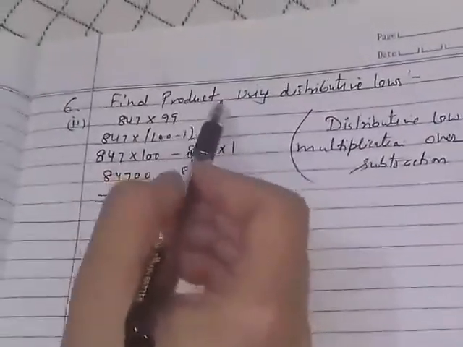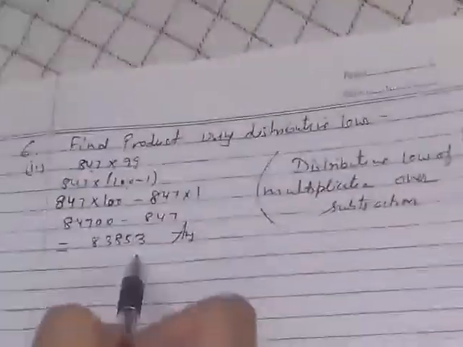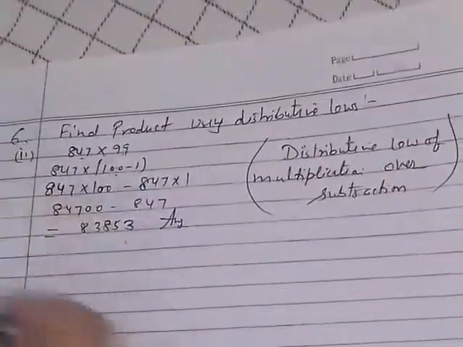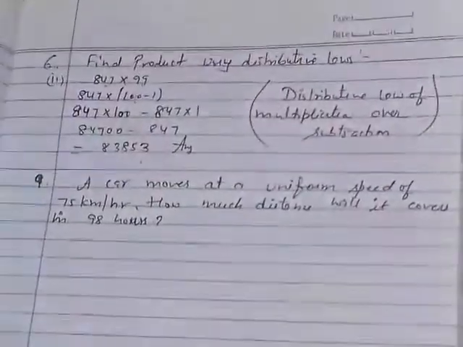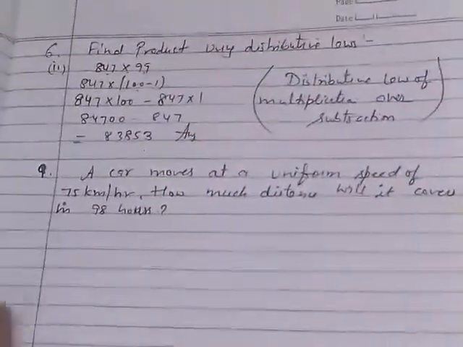Question number 6. This is the same as the 5th. Find the product using the distributive law. 847 into 99, 100 minus 1. Then the distributive law of multiplication over subtraction, like this. Next, question number 7 is your simple product.